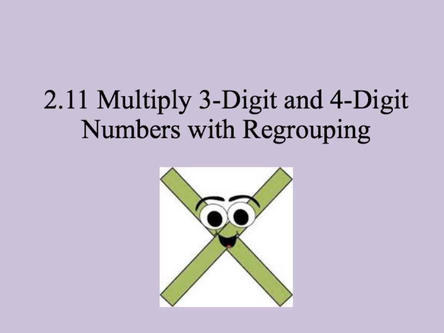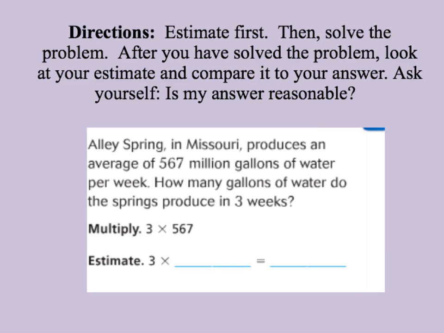Today we're going to practice multiplying 3-digit and 4-digit numbers with regrouping. Okay, here are our directions. We're going to be estimating first, then we'll solve the problem. After we've solved the problem, we will compare it to our estimate and check and see if our answer is reasonable. So here's the problem.